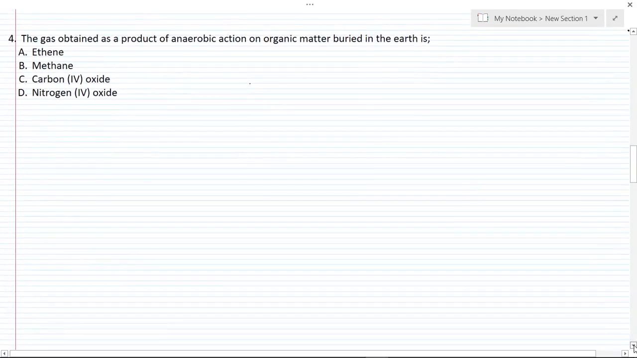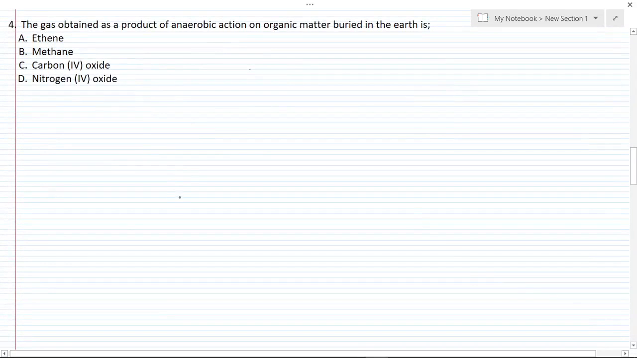The gas obtained as a product of anaerobic action on organic matter buried in the earth is A. Ethane, B. Methane, C. Carbon dioxide, and D. Nitrogen dioxide. Yeah. So keyword: anaerobic. What anaerobic pretty much just means is without oxygen. So we are just looking at the decomposition of what? Organic matter. So organic matter, in the absence of oxygen, whenever it decomposes, it forms biogas.